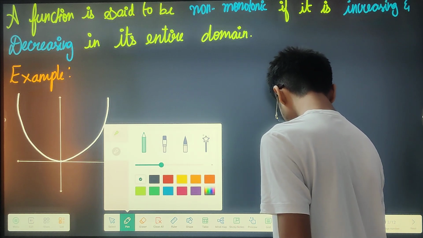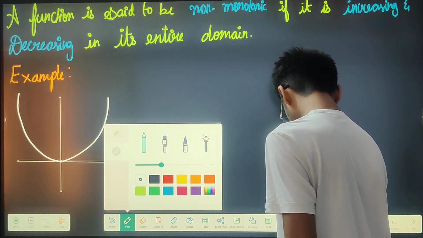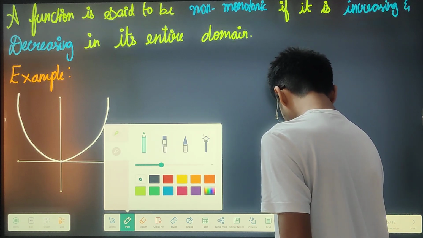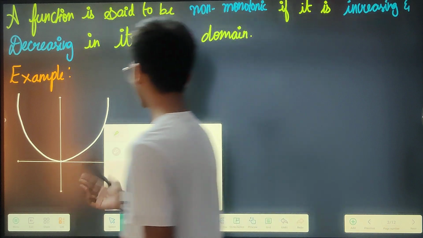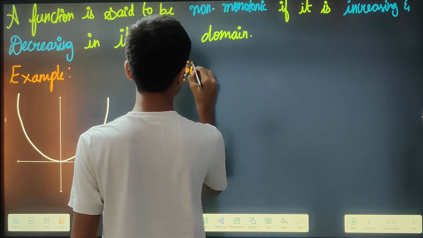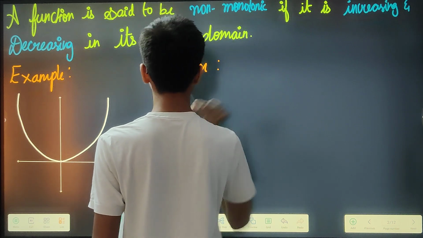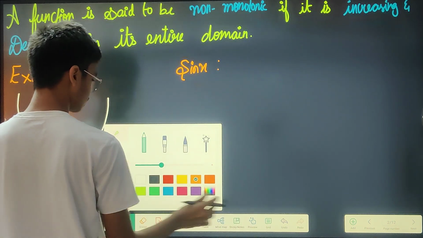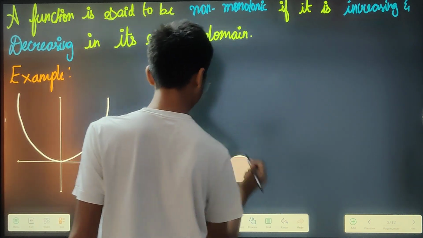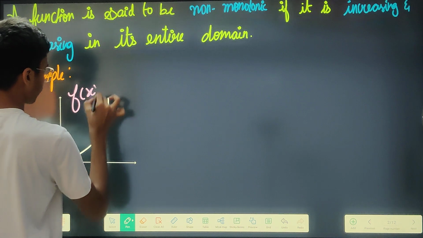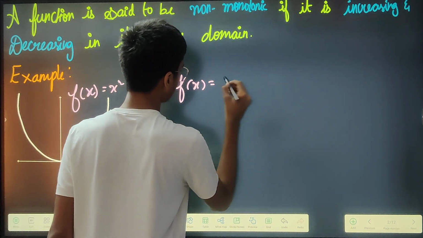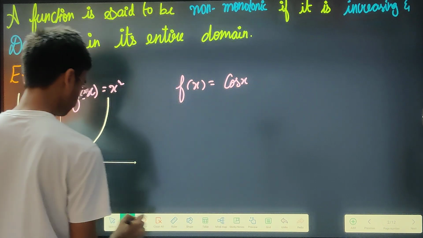Next we are going to see not only this graph but also any quadratic. Then we can take sin x or cos x graphs. Here it is f of x equals x square, and here f of x equals cos x.